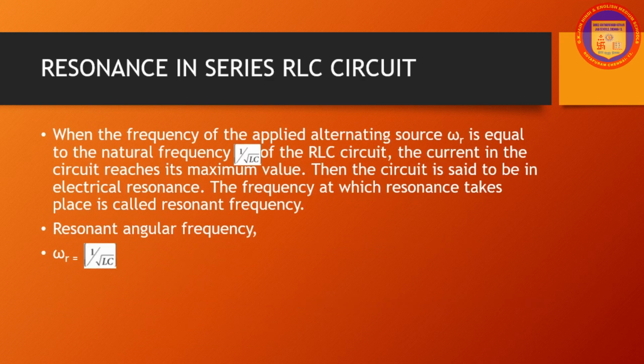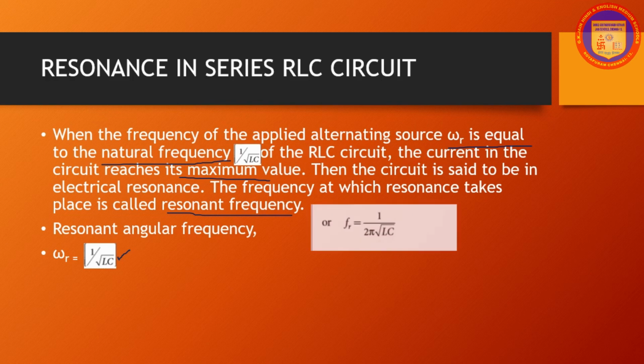Next we'll go to resonance in series RLC circuit. When the frequency of the applied source omega R is equal to the natural frequency 1 by square root of LC of the RLC circuit, the current in the circuit reaches its maximum value. Then the circuit is said to be electrically resonant. The frequency at which resonance takes place is called resonance frequency. Resonance angular frequency omega R is equal to 1 by square root of LC, or FR is equal to 1 by 2 pi root of LC.